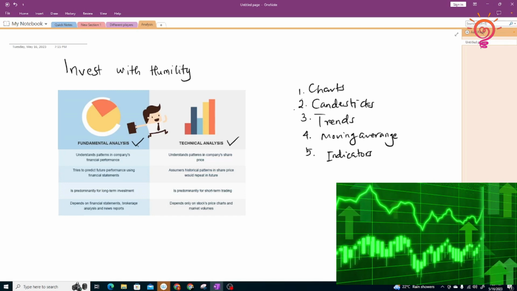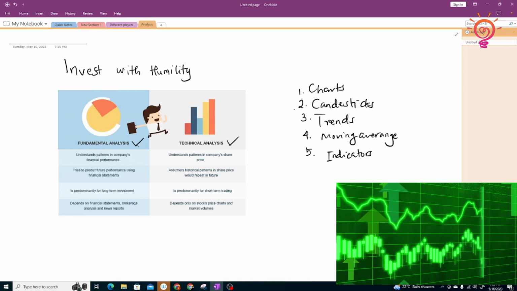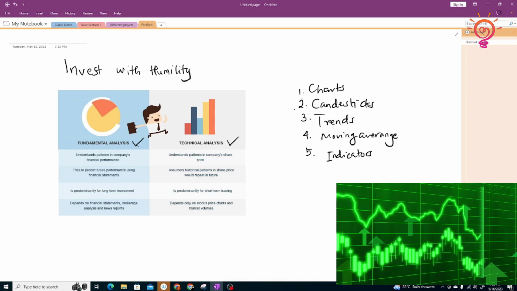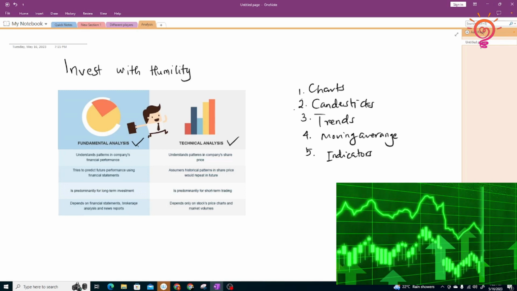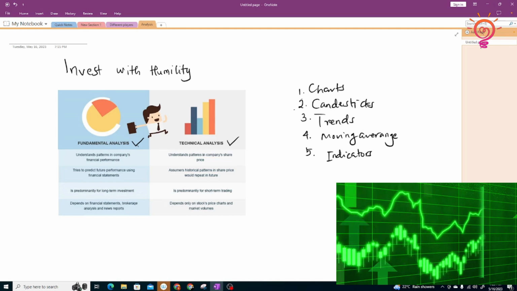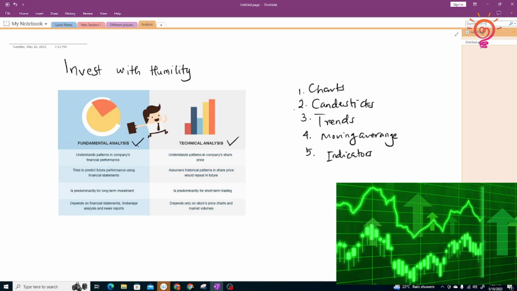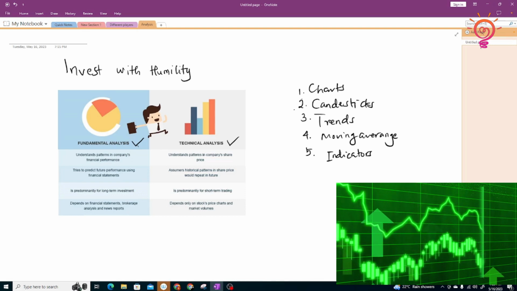When it comes to trading, the question is how long do you expect to hold the securities? If you plan to hold the securities for 2 years, that is considered long term. If you plan to own the security for a couple of days or a couple of weeks, that is considered short term, and you would want to use technical analysis.